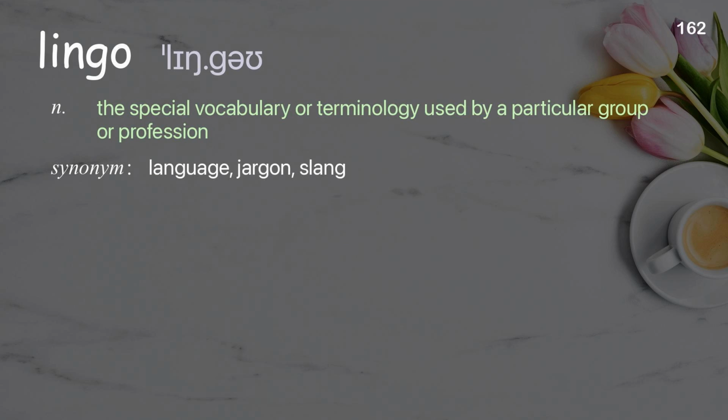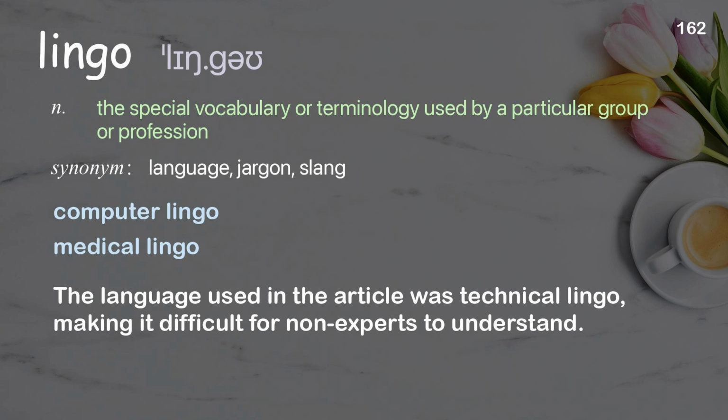Lingo. The special vocabulary or terminology used by a particular group or profession. Examples: Computer lingo. Medical lingo. The language used in the article was technical lingo, making it difficult for non-experts to understand.